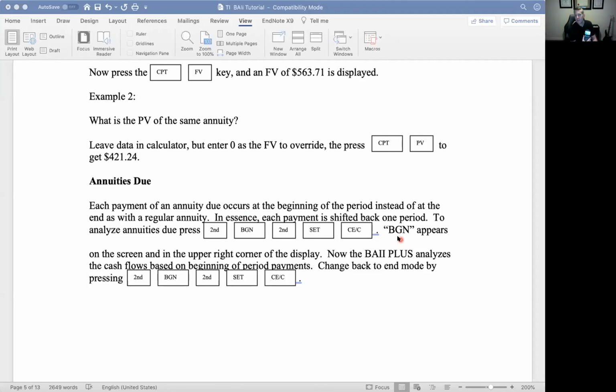Be very careful not to leave your calculator on this setting, because on a test there might be one question or a couple of questions that are beginning, but the rest of them are an ordinary annuity, which comes at the end. So after your question, if you don't change this back, then the rest of your answers for the other problems are going to be wrong because you're still set on beginning. So let's switch it back to end, just so we're where we need to be.